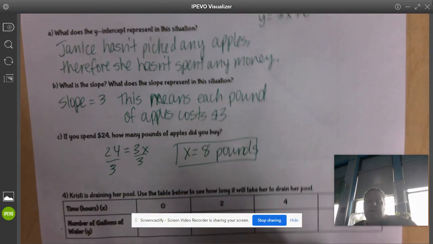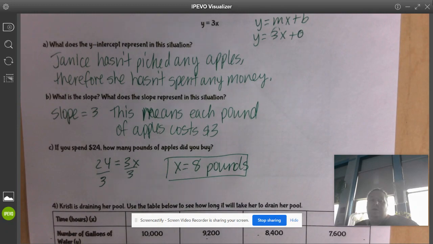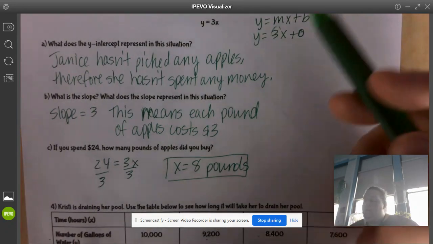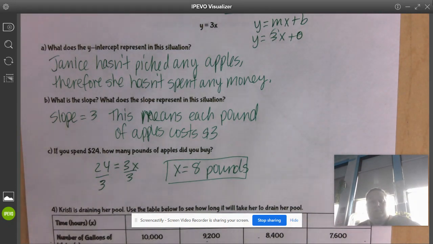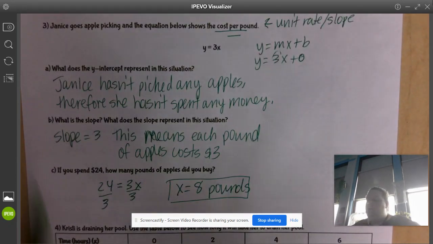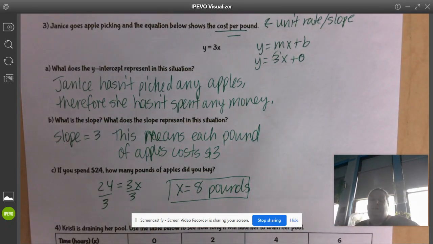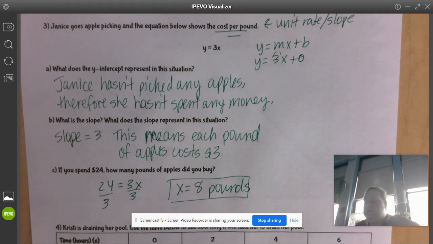All right, so this is analyzing an equation. So just remember y equals mx plus b when you're trying to dissect that and interpret what it means. And always make sure you read the situation once, twice, even 3 times through to make sure you've got all the information you need to decipher this.